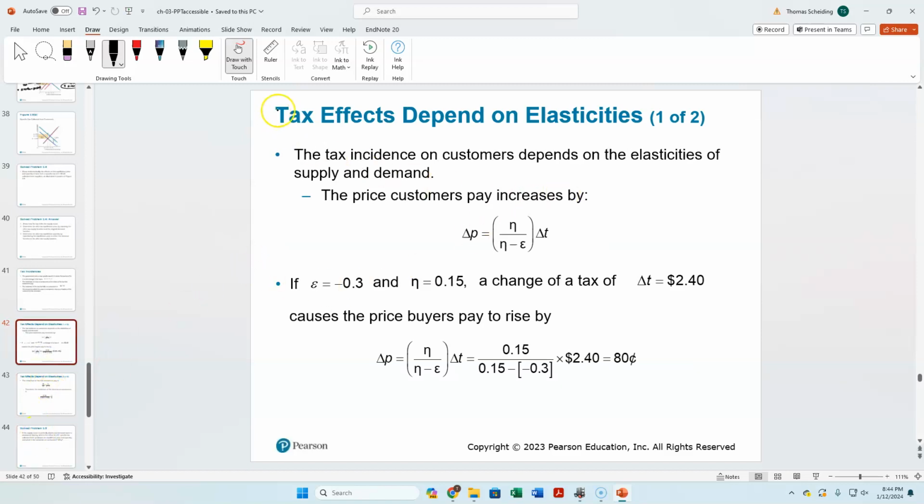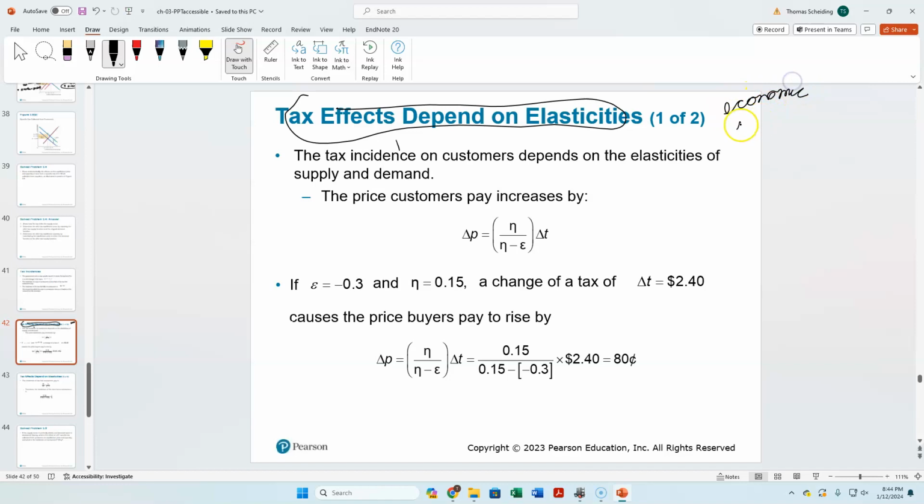Okay, so as the title implies here, which I absolutely agree with, the tax effects do depend on the elasticity, or as I would even rephrase it further, I would say that the economic incidence of the tax depends on the elasticity. Okay, how much does the price change equal for the supply elasticities and the price elasticity of demand?